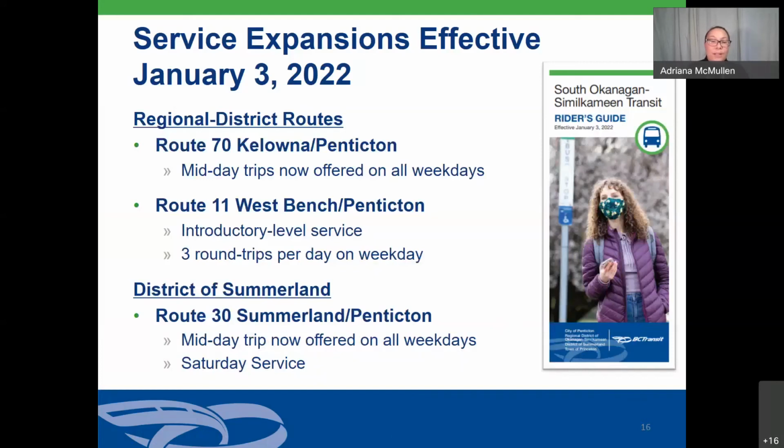The big one was the Route 70 Kelowna-Penticton. This is the bus that connects Penticton and Kelowna to one another. Previously, there were 4 trips a day offered on Mondays, and the rest of the weekdays only had 2 round trips. With this expansion, there are now 4 round trips per day offered between Penticton and Kelowna on all weekdays.